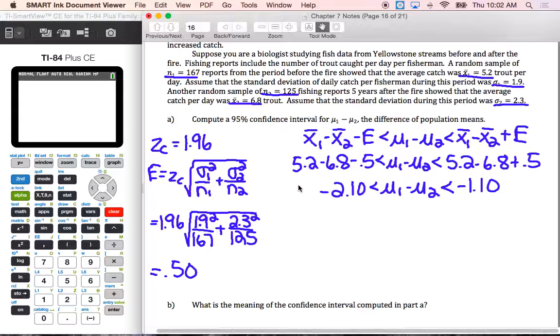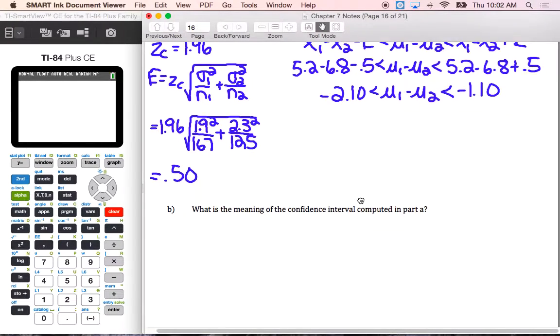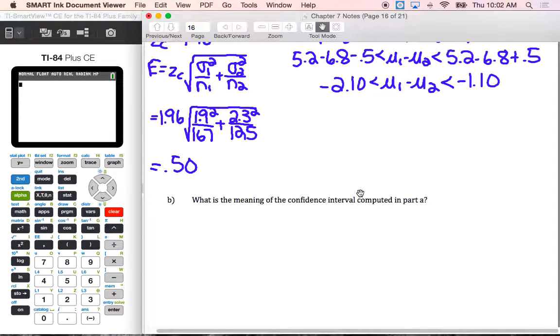Now you're thinking, those are both negatives. Should I have two negatives? Yes, it means something. So if you have two negative numbers, think of what that means. The first number minus the second number gives you a negative. So that means the first number has to be smaller than the second number. So we are saying the first group has to have smaller numbers than the second group.